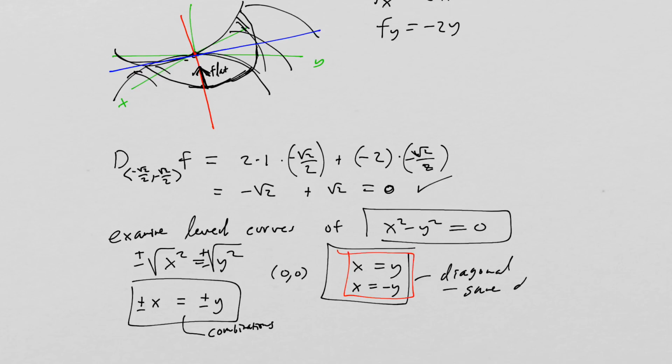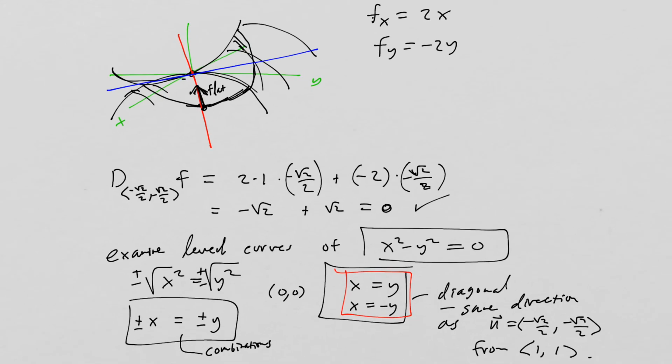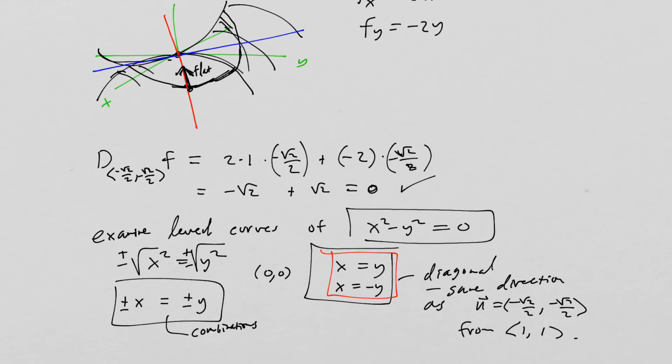Same direction as u is equal to (negative root 2 over 2, negative root 2 over 2) from (1, 1). Okay, so that, I think, gives us a clear understanding of what's going on here with this surface, and I think we've had some fun computing directional derivatives. All right, thank you very much.